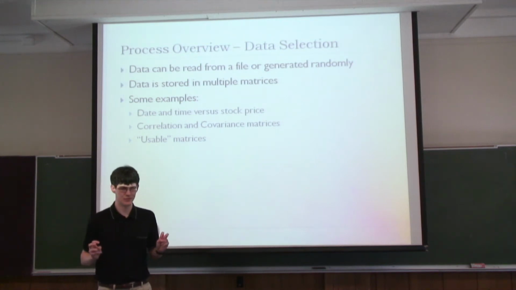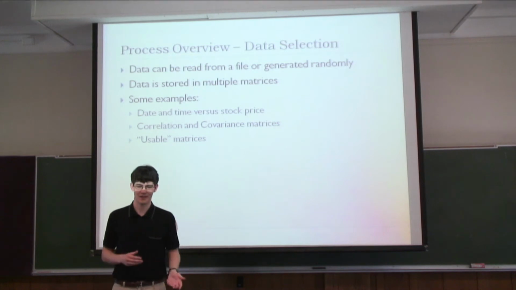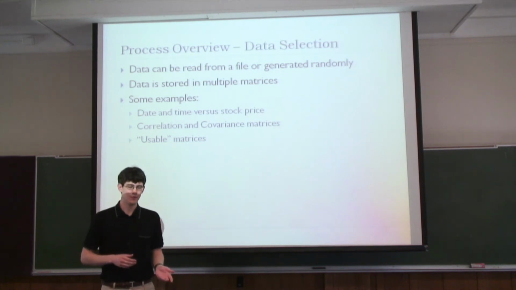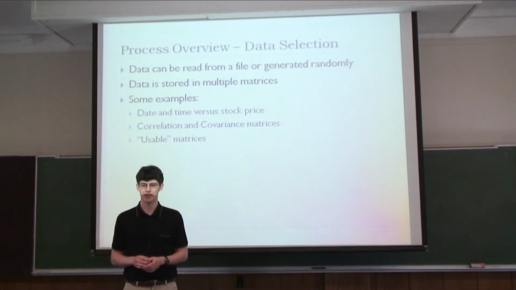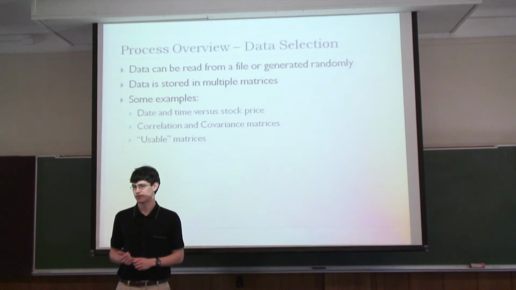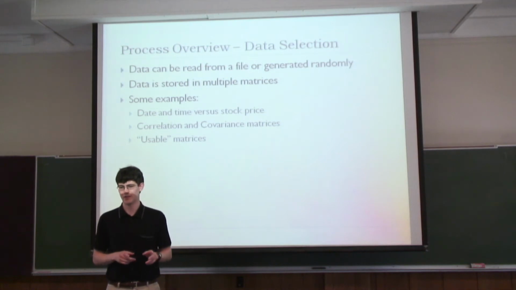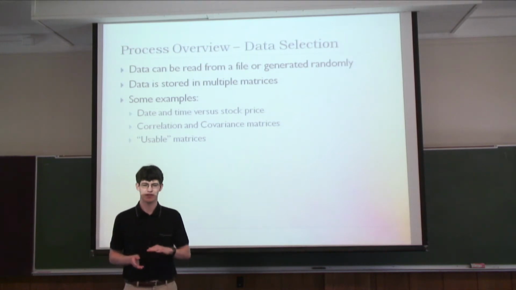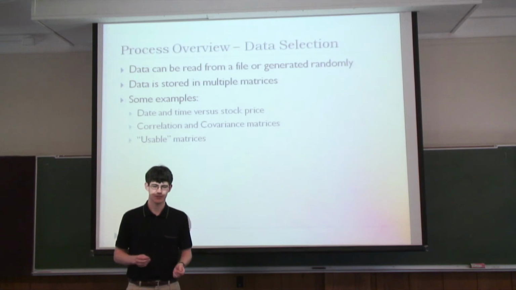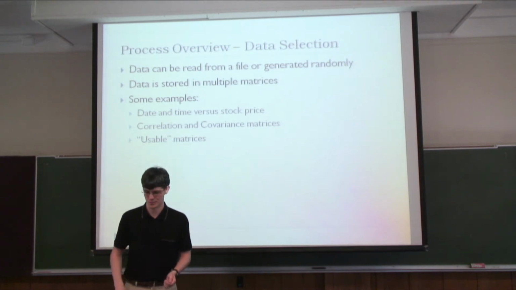And then I have something called usable matrices. I use this because if you want to provide some other kind of restriction on your portfolio, say you only want to use stocks that are in the Standard & Poor 500, then you could have date and time versus 1 or 0, basically a binary matrix, for whether it's a member of the Standard & Poor 500 or not, and that tells you which stocks you're allowed to use in your portfolio.